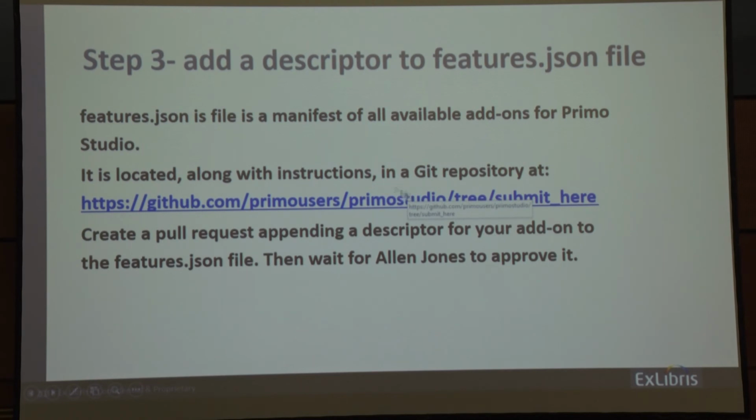And the third step is creating a descriptor and appending it to the features JSON file. So a descriptor is basically a JSON object which describes your add-on. It says the title of the add-on. It says which UI hook, so if you want to add something after the search bar, I have PRM search bar after. All of you guys know that stuff.